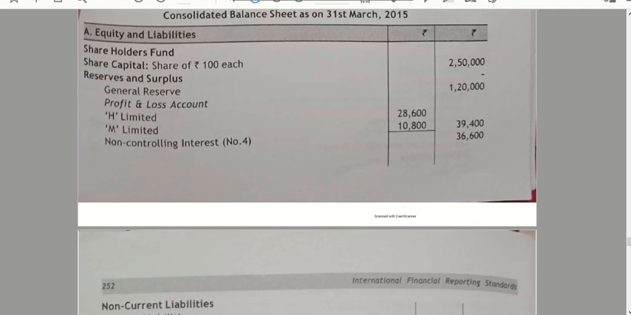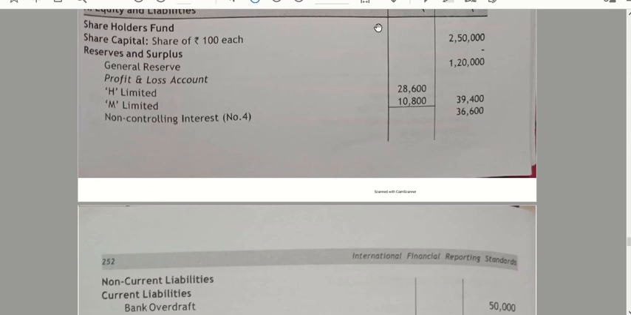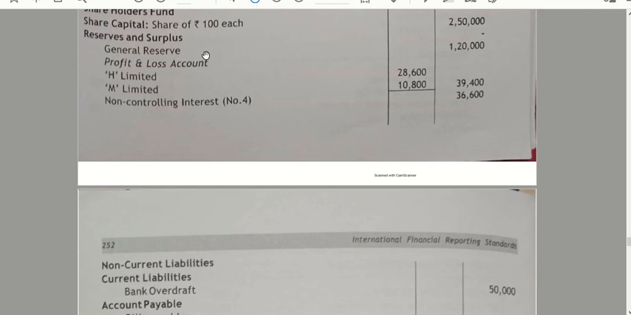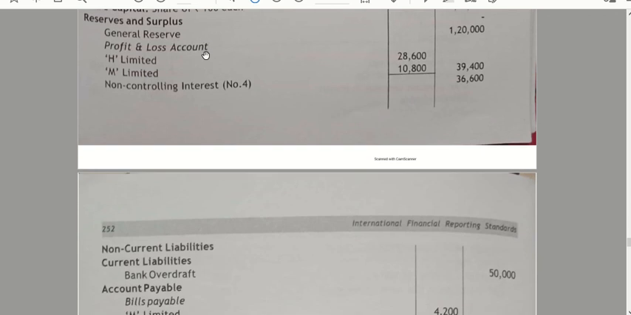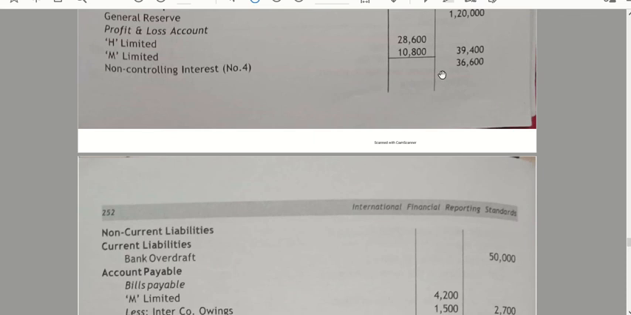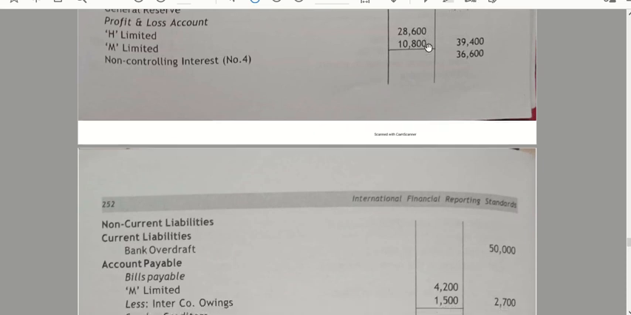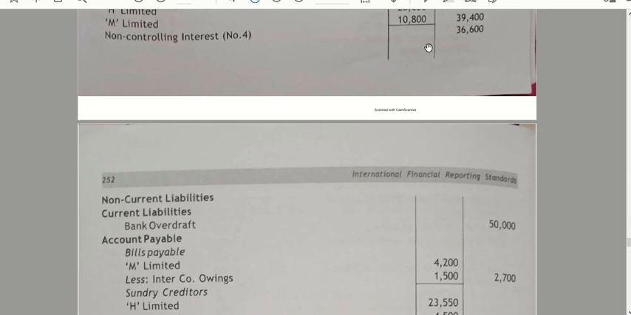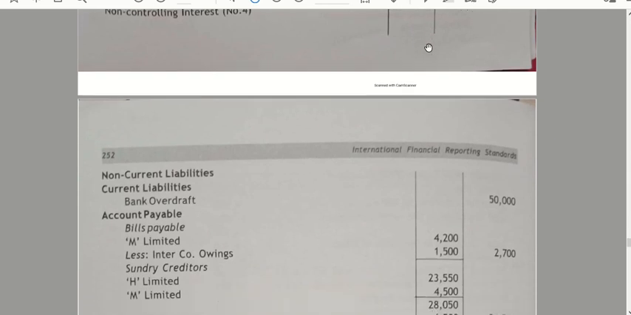Now the consolidated balance sheet as on 31st March 2015. You start with equity and liabilities, shareholders' funds, share capital, shares of rupees 100 each, 2,50,000. Reserves and surplus, we have general reserve 1,20,000. Profit and loss account, H Limited is 28,600. M Limited is 10,800, which is 39,400. Non-controlling interest is 36,600.